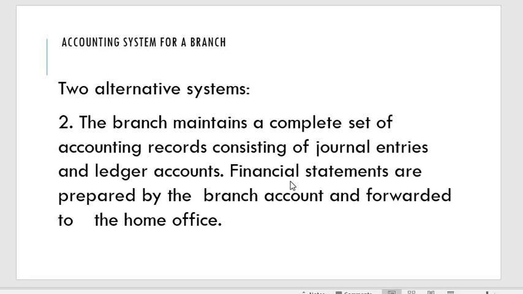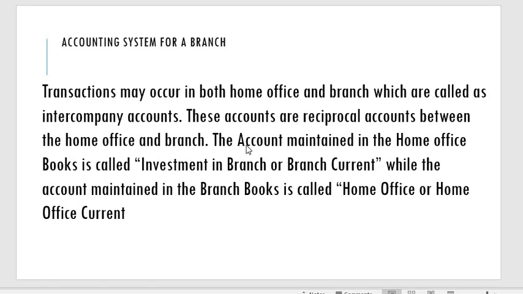Kasi nangyayari the branch and its home office represent two accounting systems, but just one accounting and reporting entity. That's why you should prepare combined financial statements. So our discussion will focus primarily on the second alternative, meaning to say the branch has its own complete set of accounting records.